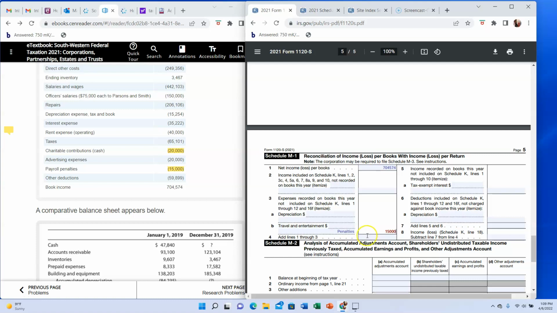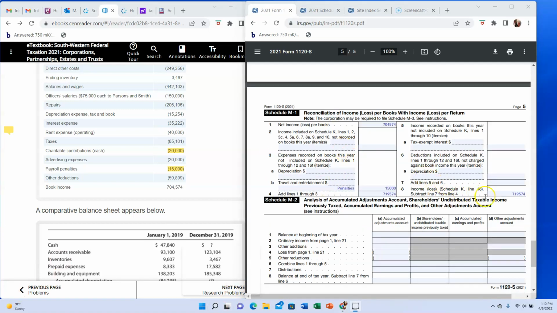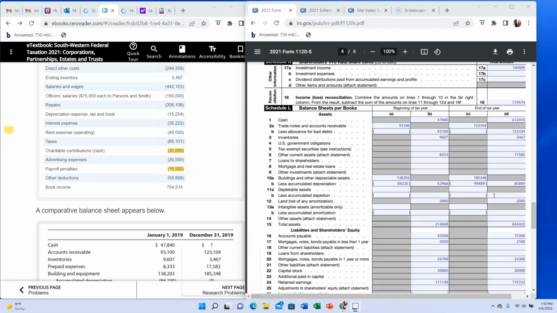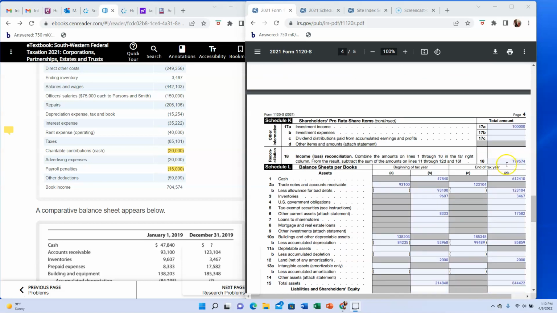All right, so you add those two numbers together. That gives you 719,574. And then we don't have anything on this side. We don't have any income recorded on books that's not included in Schedule K1, and we don't have any deductions. So 719,574. And you might notice that that number ties to this number up here, 719,574.